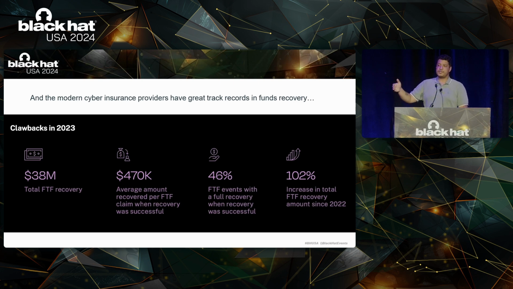A modern cyber insurance provider has points of contact at the major banks and at law enforcement. The moment a policyholder picks up the line, talks to the claim team and says, hey, I just had an FTF event, and it was for this amount, here's what's happened, we immediately reach out to those points of contact and get your money back. We have an incredibly high success rate if we're contacted in the first, I think, either 24 or 48 hours. I'll have to check on that stat, but an incredibly high success rate on getting all the funds back to the customer.